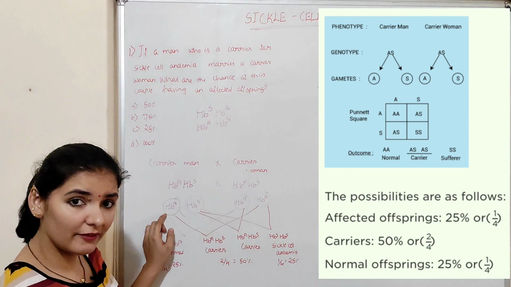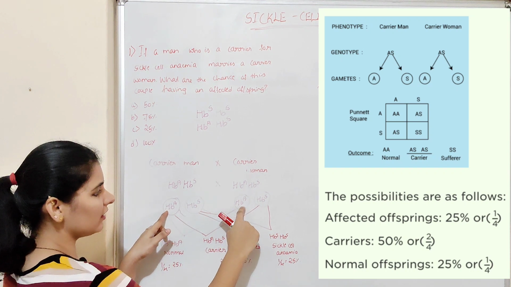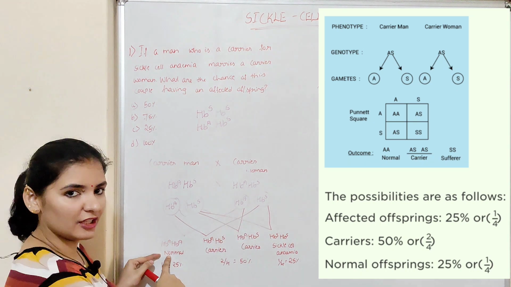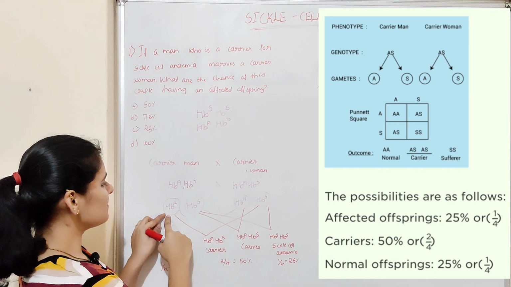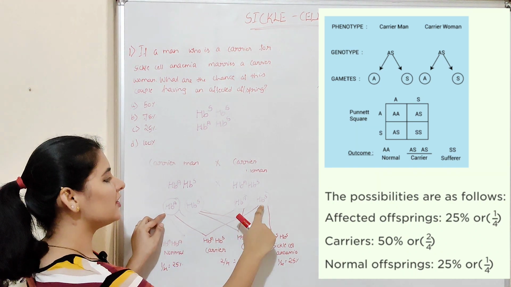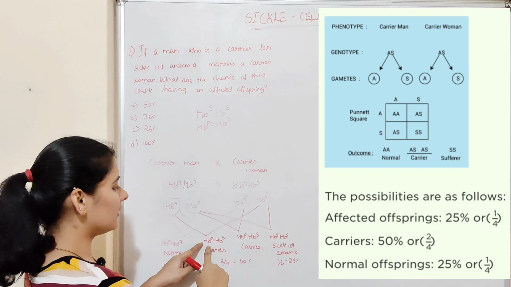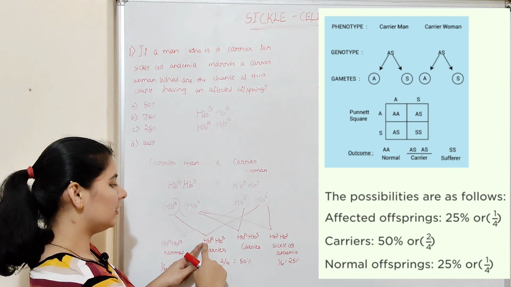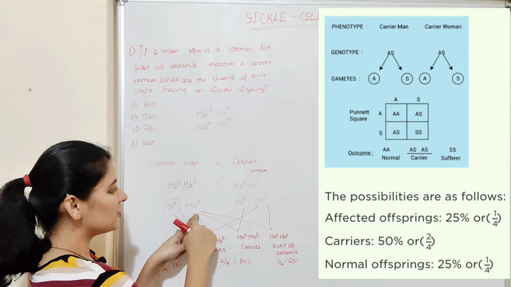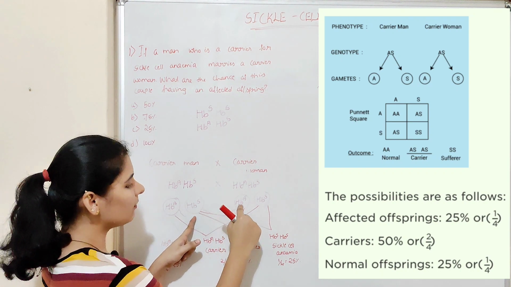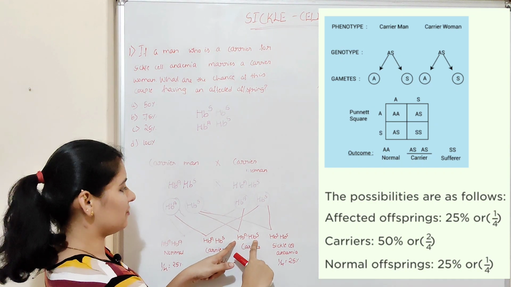When the sperm having the normal gene combines with the egg having the normal gene, then it produces a normal individual, and the genotype is HBA, HBA. Similarly, when this sperm having the normal gene combines with the egg having the abnormal gene or gene for sickle cell anemia, in that condition it produces a carrier with the genotype HBA, HBS. When the sperm having the abnormal gene combines with the egg having the normal gene, then it produces a carrier with the genotype HBA, HBS.